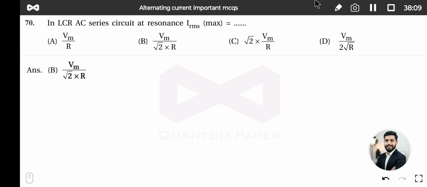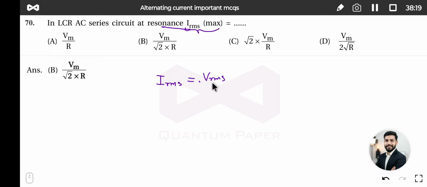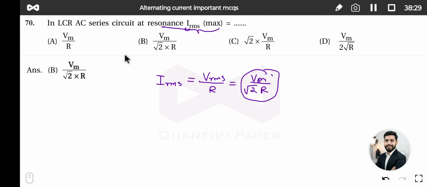Next question, in LCR AC circuit, at resonance IRMS value. So IRMS formula we have Vrms upon R. If we apply the formula of Vrms, which is nothing but Vm or Vmax upon root 2, R as it is, so the formula is Vm upon root 2 times R. So correct answer is B. Look at the next one.